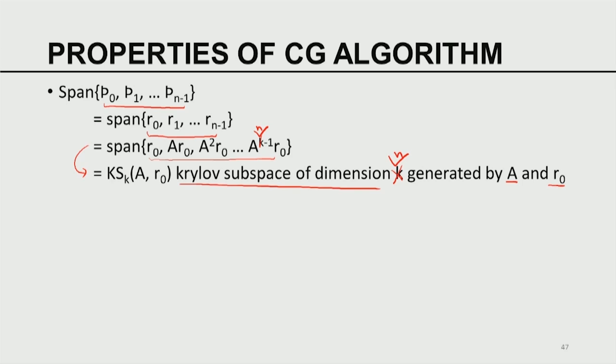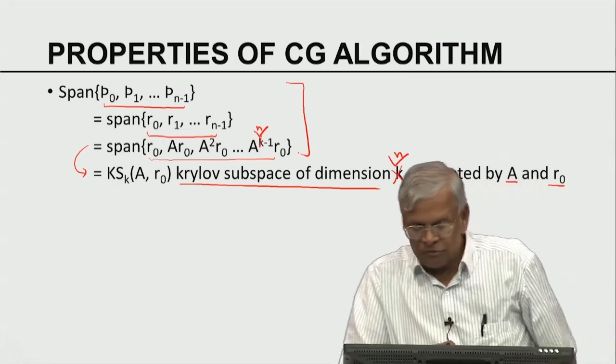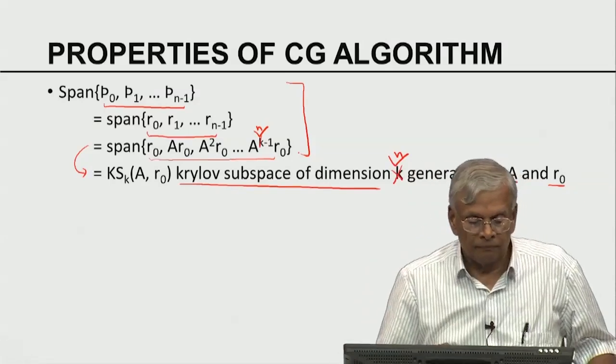You can readily see the same space has different representations: span of p, span of r, span of the vectors r naught, A r naught, A square r naught, and so on. It is this property of equivalent representation for the same space using different bases that is the ultimate power of the conjugate gradient algorithm.